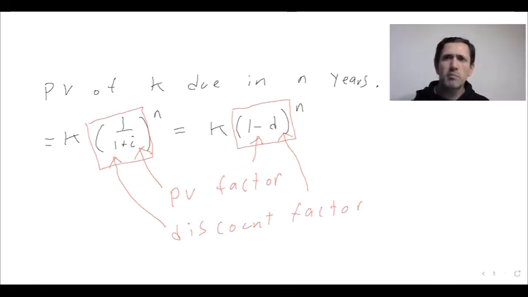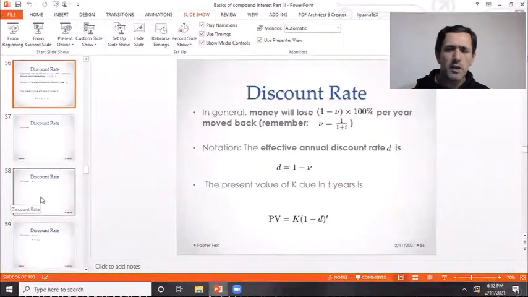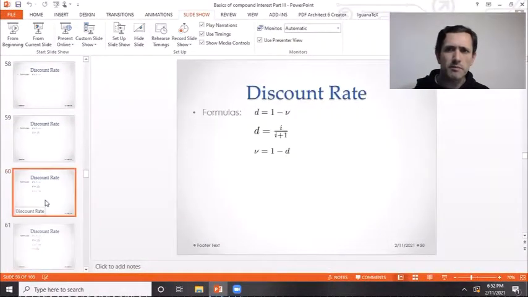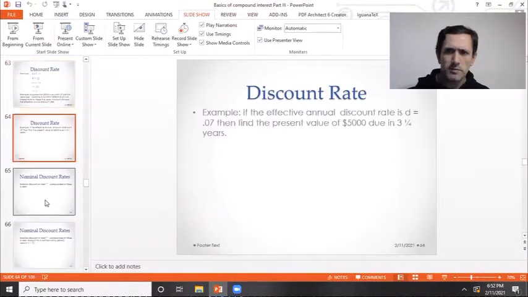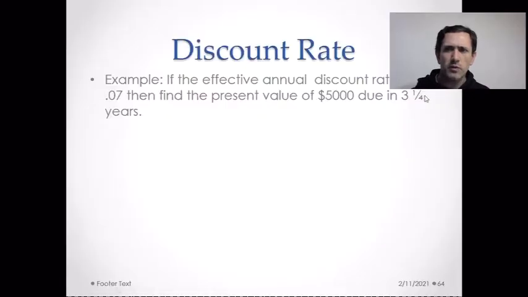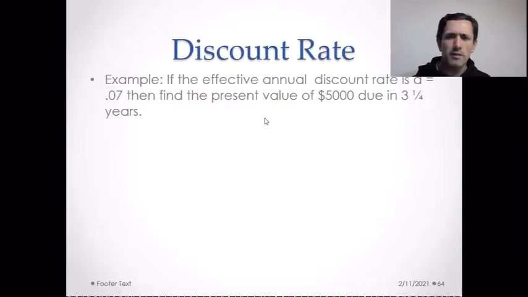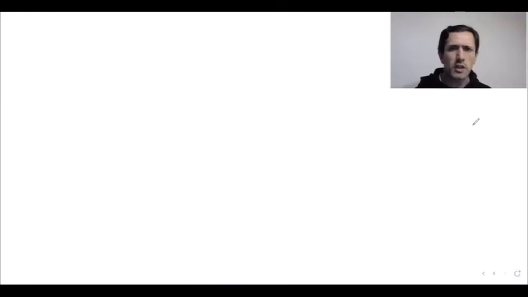So another very simple example is the following. If we have the effective annual discount rate is 0.07, then find the present value of 5,000 due in 3 1/4 years. So there's not all that much to this problem. You just plug and chug here.